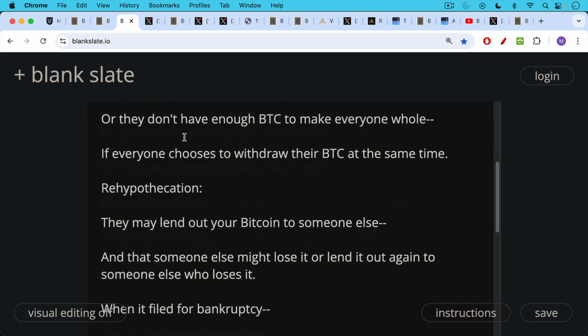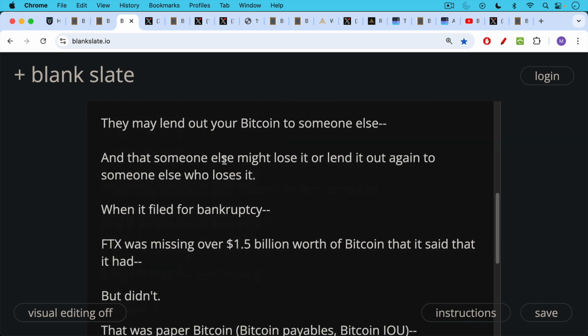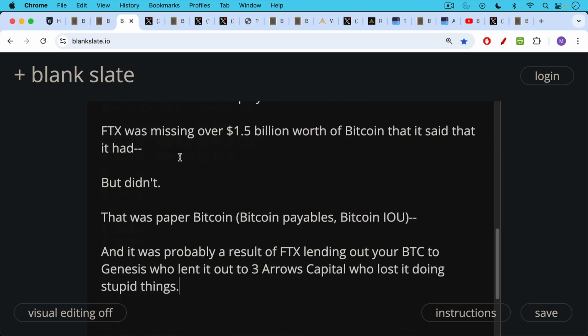You also have rehypothecation. They may lend out your Bitcoin to someone else, and that someone else might lose it, or that someone else might lend it out again to someone else who loses it. For example, when it filed for bankruptcy, FTX was missing over $1.5 billion worth of Bitcoin that it said it had, but that it did not. That was paper Bitcoin. It was Bitcoin payables to the customers, or Bitcoin IOUs, however you want to call it. And it was probably the result of rehypothecation, where FTX was lending out your Bitcoin to Genesis, who lent it out to Three Arrows Capital, who lost it doing stupid things.